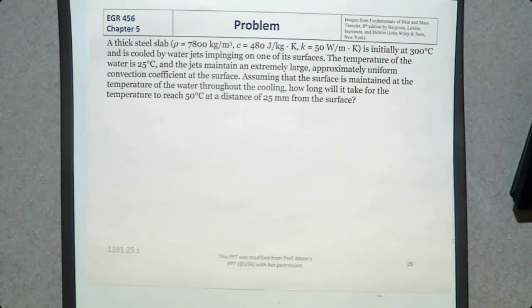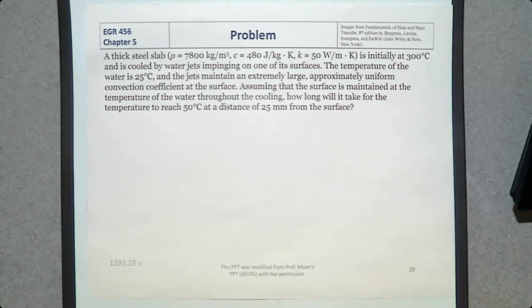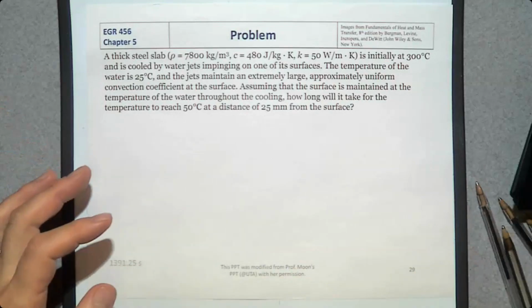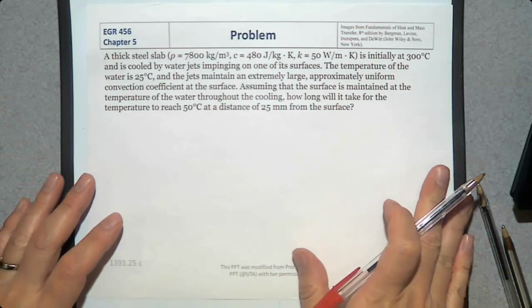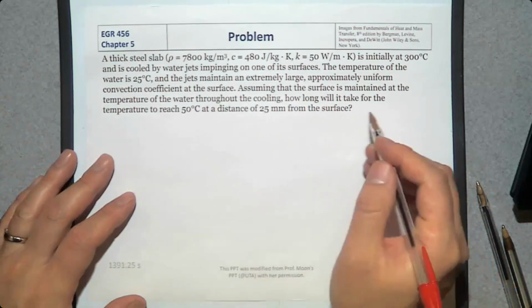Okay, so we have one problem left for chapter 5, which is pretty simple. This is a semi-solid, and when you have a semi-solid transient conduction problem, there are 3 different cases. So you need to determine what kind of case you're going to use.